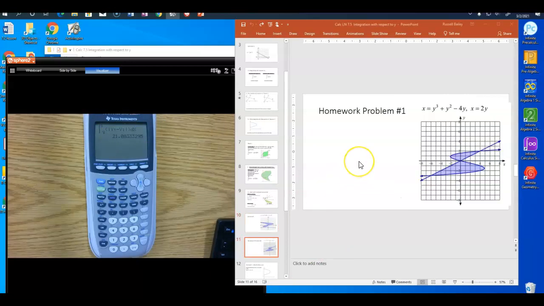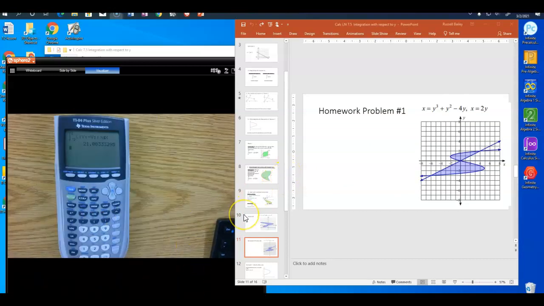So let's have you guys try one. Homework problem number 1. Pause the video here, and when you unpause it, you will see the solution. That looks like the same answer I got on my problem. That's kind of strange and a little disappointing.